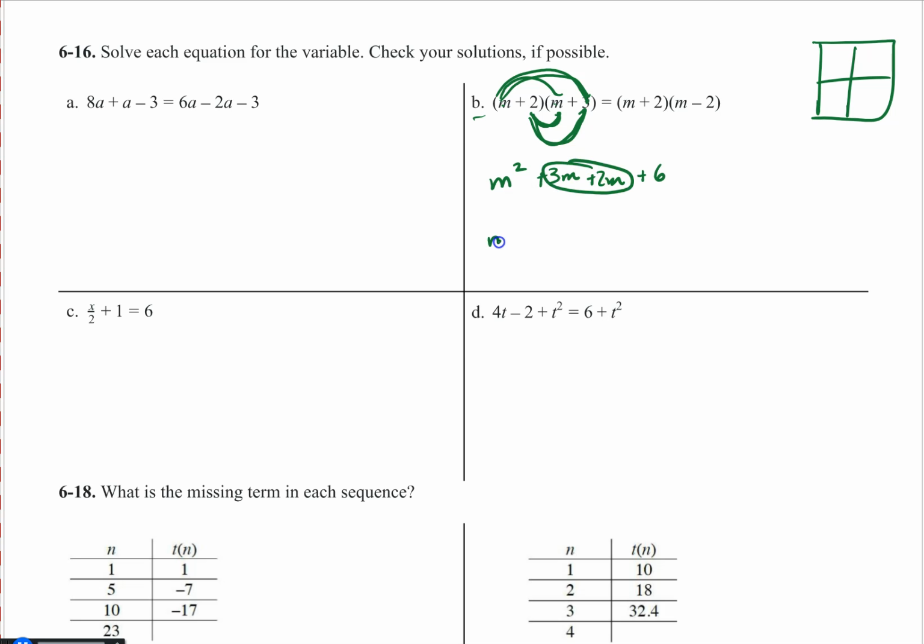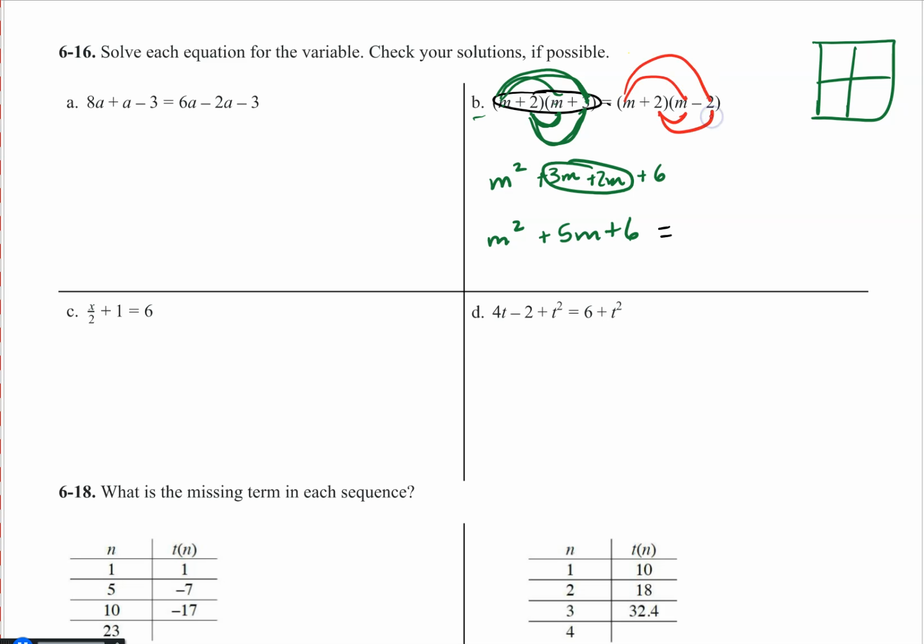Combine like terms. m squared plus 5m plus 6. So this becomes m squared plus 5m plus 6, but we still have an equal sign, and we're going to do the same thing on the other side of the equation.